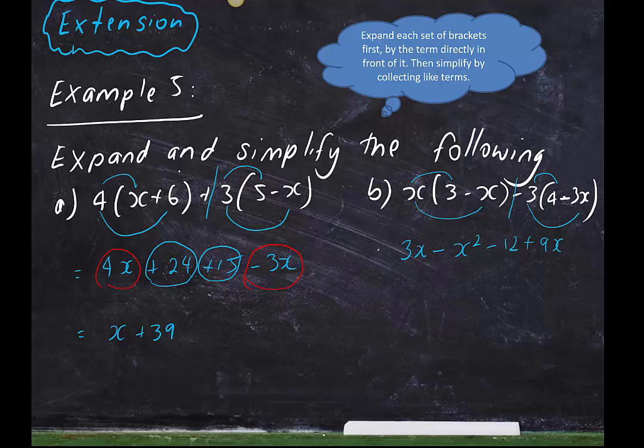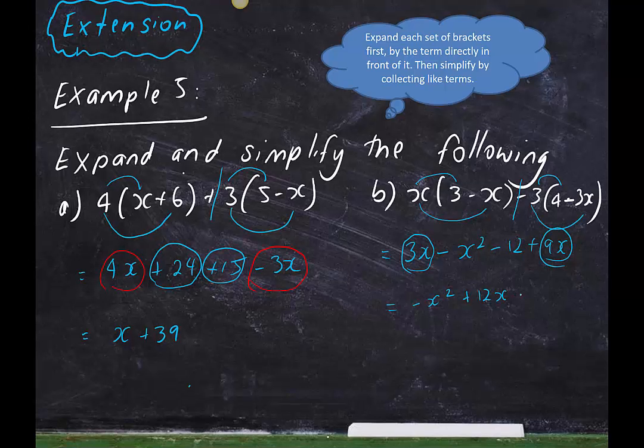Now it's time to collect our like terms here. So the only like terms here are the 3x and the 9x. You can write this out a few different ways. We can put the minus x squared first. So sometimes we write the one with the highest power first. It's up to you how you want to write it. You're going to be right either way. And 3 plus 9 is 12, so plus 12x minus 12.